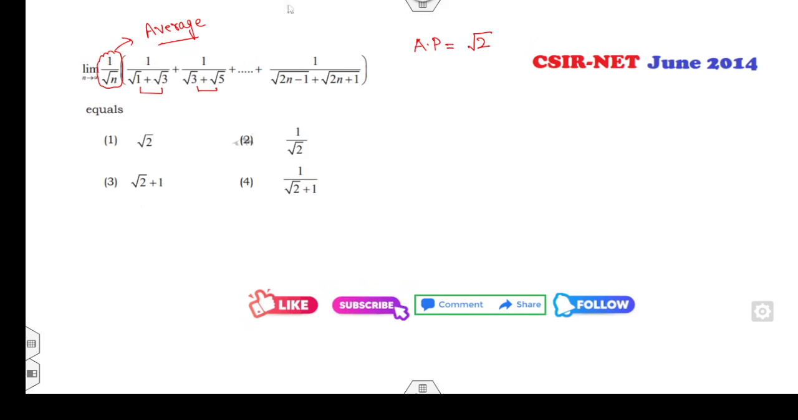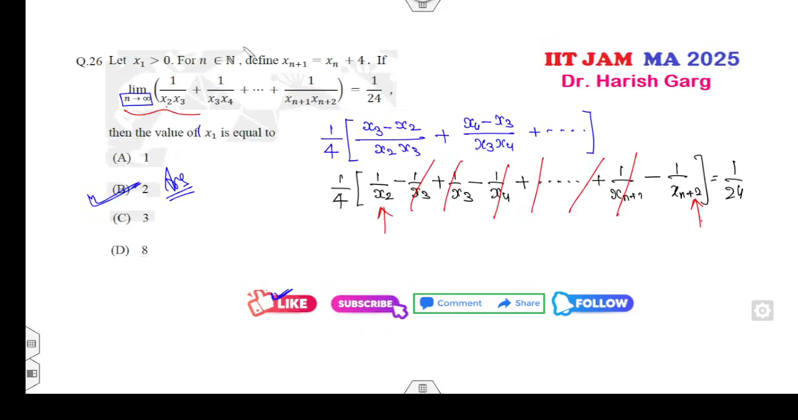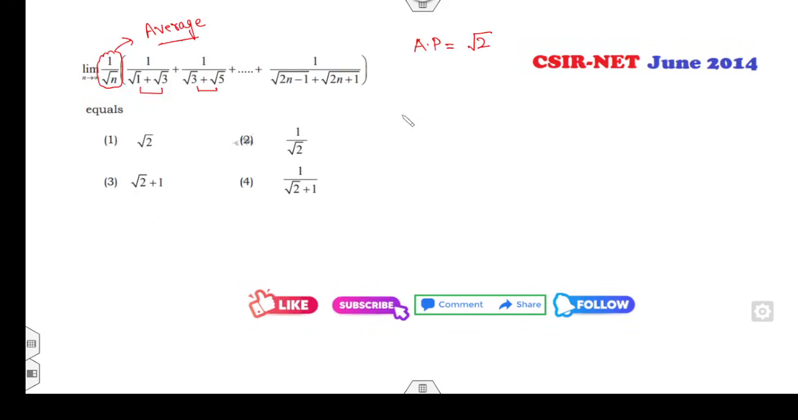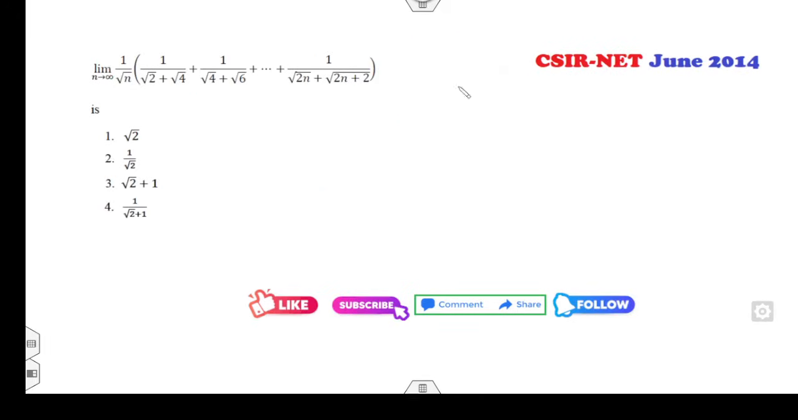Fine, but in this case यहाँ average नहीं था. Fine, so once you are talking about the average, the answer will be only 1 by whatever the AP. There is no need to write something. Fine, so 1 by root 2 is where second is the right answer. Look at the next one.